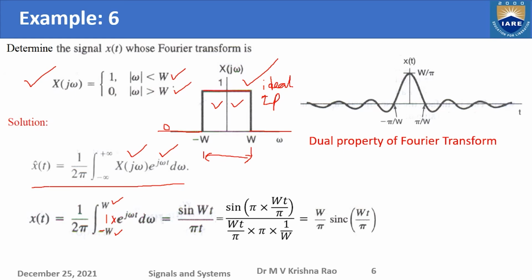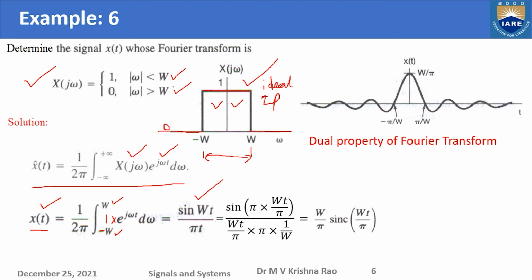Okay, now when I continue as I did earlier, I will get sin Wt by pi t. And remember that it is not a sync spectrum, it is not a spectrum, it is a time signal, it is a time signal. So sin Wt divided by pi t, that is what you will find.